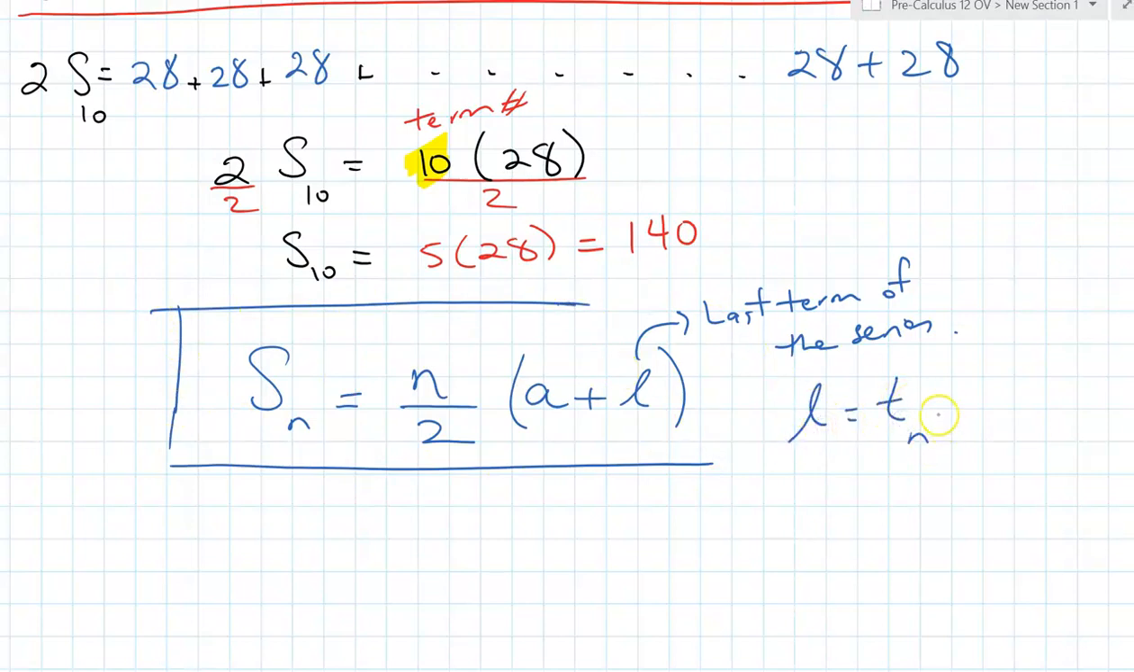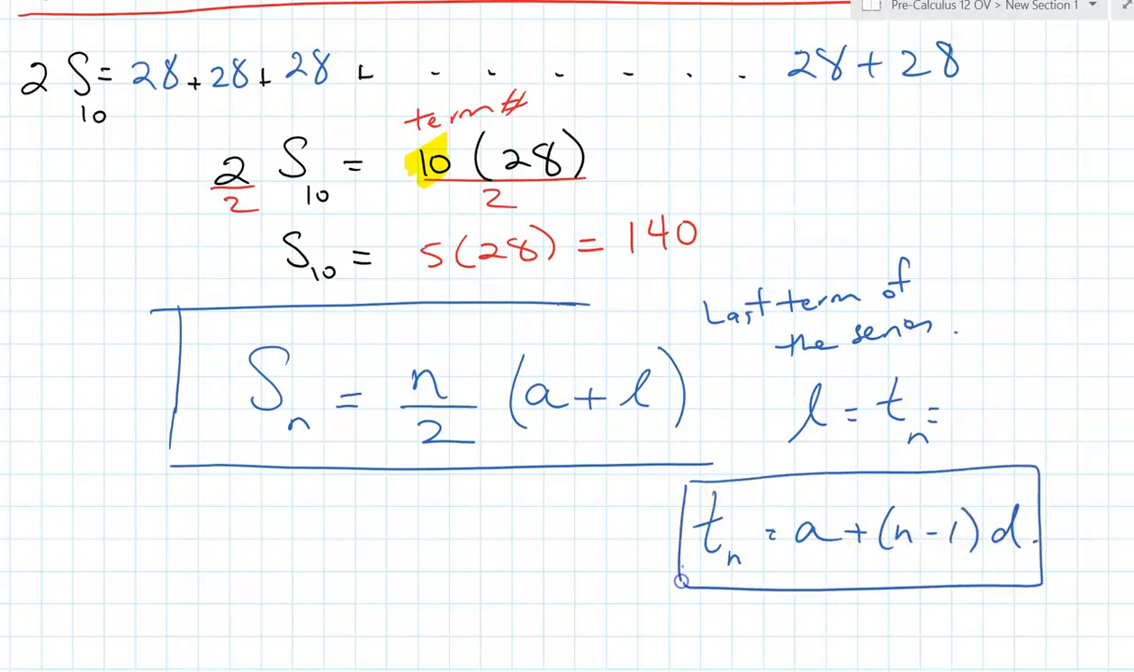So this is one form of that, and from this point on, remember, L was T sub n, and you can substitute that as well. That's not a big deal. So remember, what was T sub n again? The general term of an arithmetic sequence was a plus n minus 1 times d. So you know that you can replace L with Tn and then go ahead and solve.